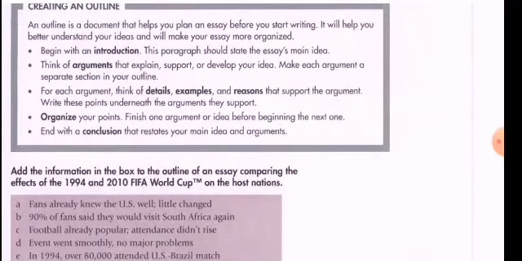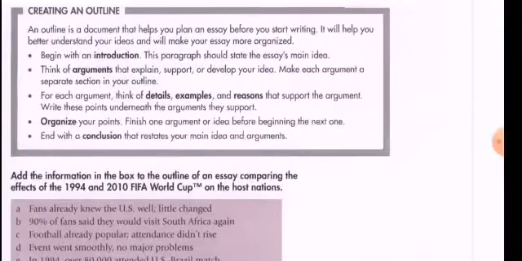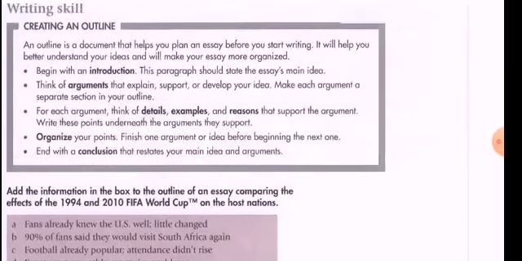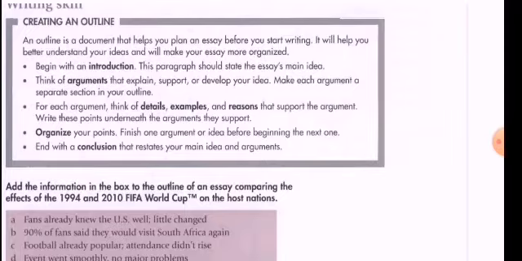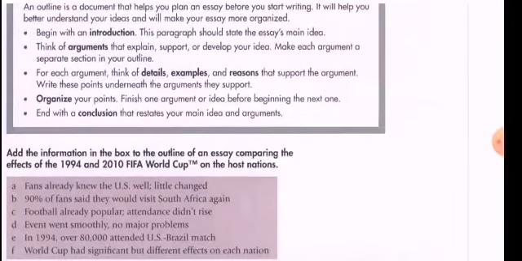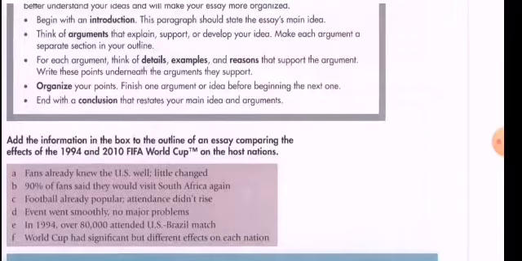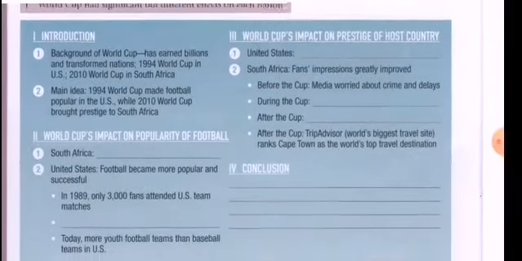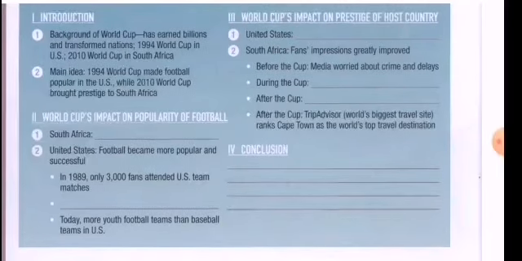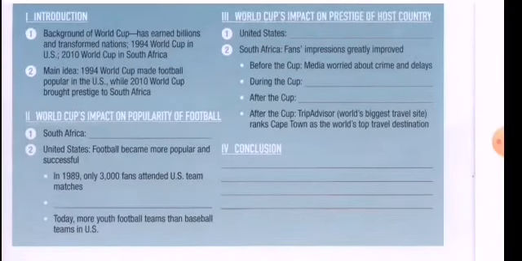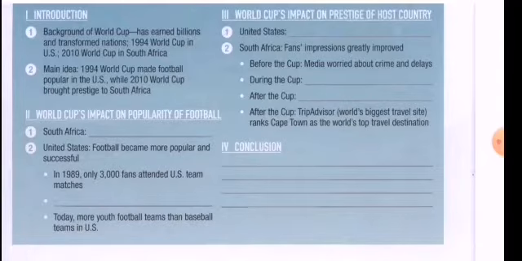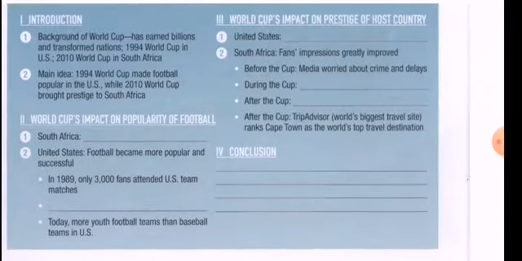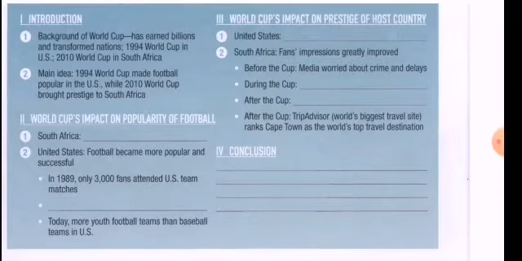I will repeat that this paragraph should state the essay's main idea. Now think of arguments that explain, support, or develop your idea. Which arguments explain, support, develop your idea? Think about it. Make each argument a separate section in your outline. In this one, how many arguments? Two arguments, one and two. So the first argument is the World Cup's impact on the popularity of football. So this paragraph is only about how the World Cup influenced the popularity of football.